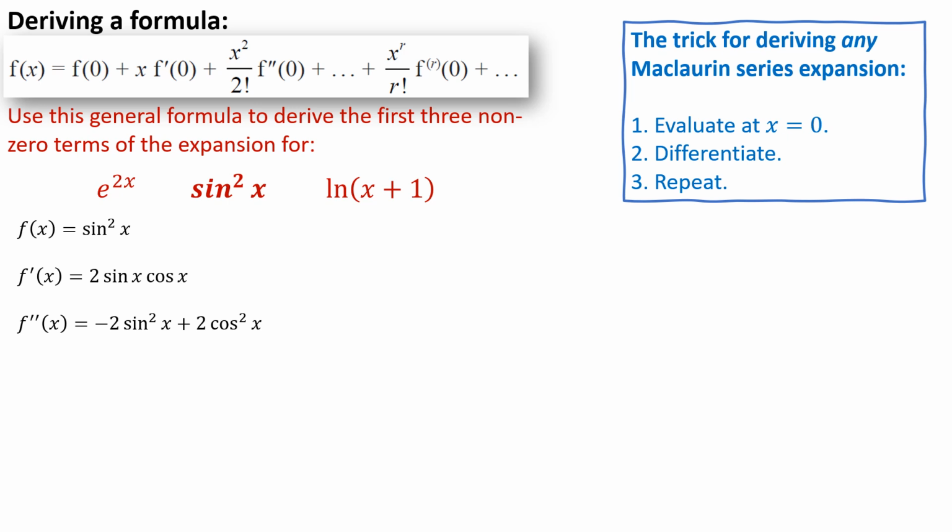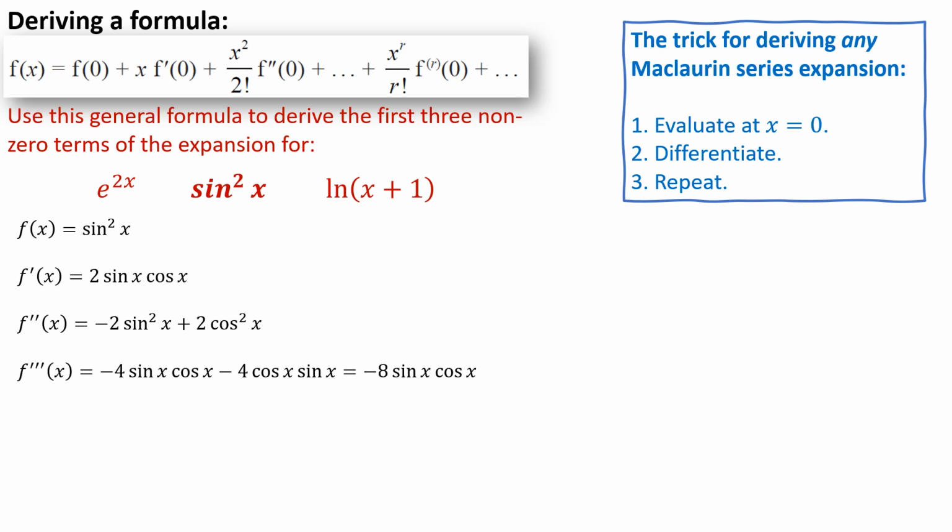Now, I've differentiated a few additional times, because if you look at the expressions we've got so far, before we even write it down, we can tell what's going to happen when we substitute in x equals 0. Sine squared of 0 is 0. 2 sine 0 cos 0 is 0. So f of x and f dashed of x are both going to evaluate to 0. There won't be a constant term. There won't even be an x term. This doesn't kick off until the x squared term. So I know I'm going to have to differentiate a few more times.